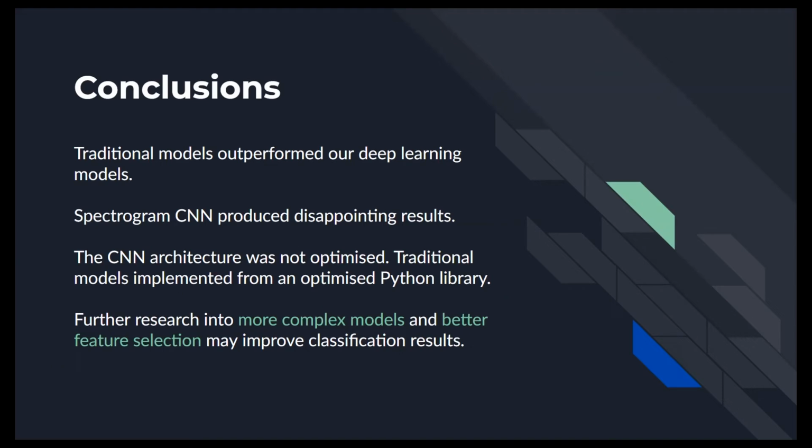We also found that by further splitting our data sets, we were able to produce more training data, which resulted in higher classification accuracies across the board. Further research into more complex deep learning architecture and better feature selection may improve the classification results.